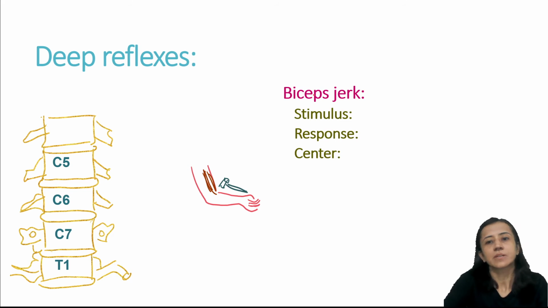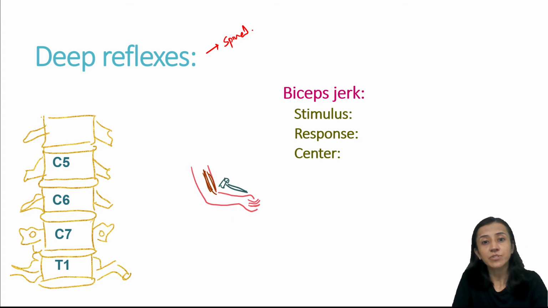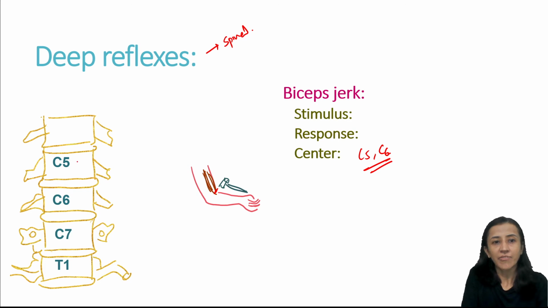Then biceps jerk. This is a deep spinal reflex. The stimulus is with the help of a hammer. You give a stroke on the biceps tendon, and the response would be flexion of the forearm. The center is in C5, C6 cervical. Afferent C5, C6, efferent also C5, C6. So that is biceps jerk.